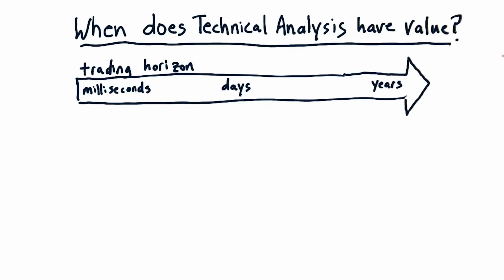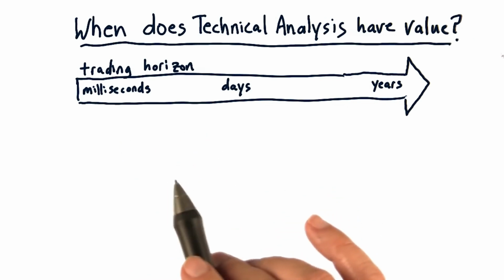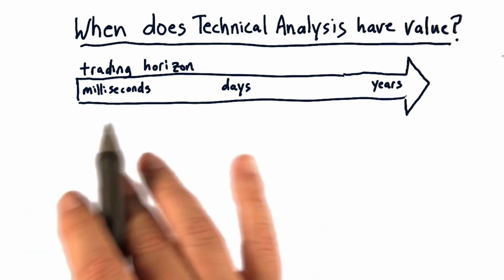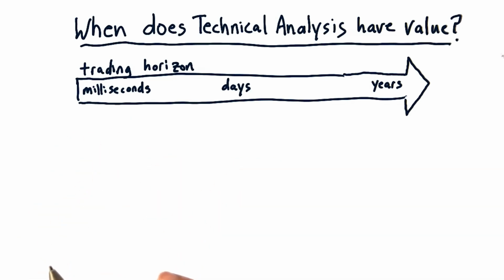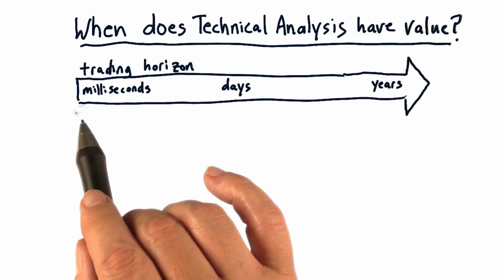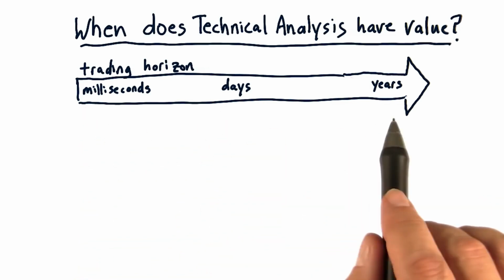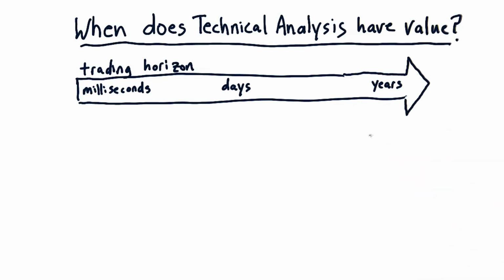To understand the value of technical analysis versus fundamental, it's valuable to consider the trading horizon. In other words, when you buy a stock and then sell it, what's the time period between those two activities? So it can be milliseconds, maybe even smaller time periods, can be days, or it can be years. So, for instance, Warren Buffett often buys and holds stocks for years. High-frequency traders are trading on the order of milliseconds.